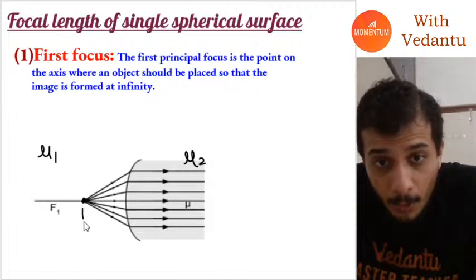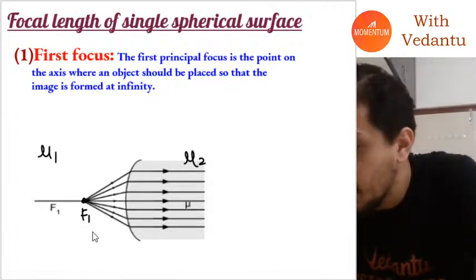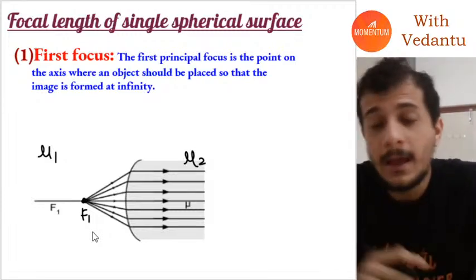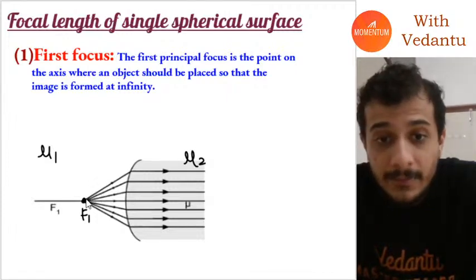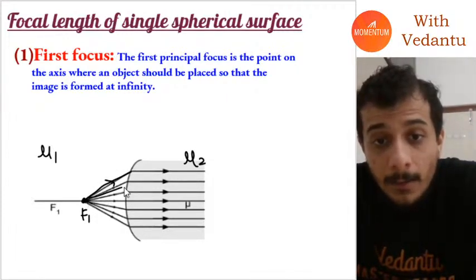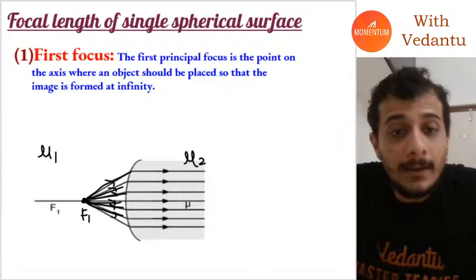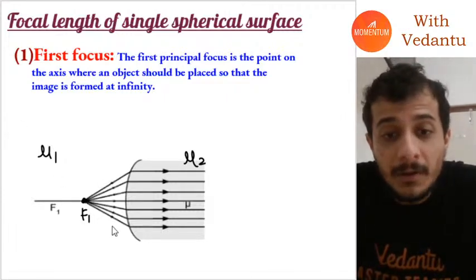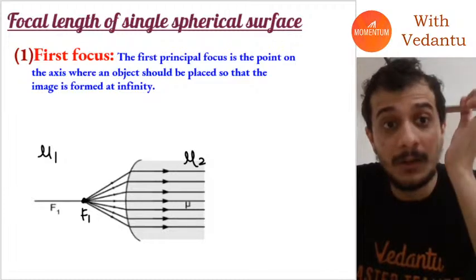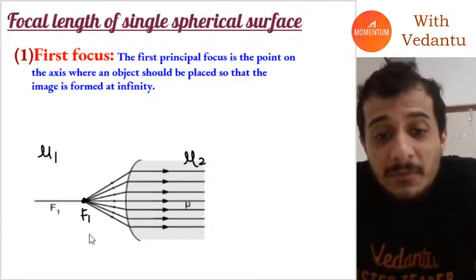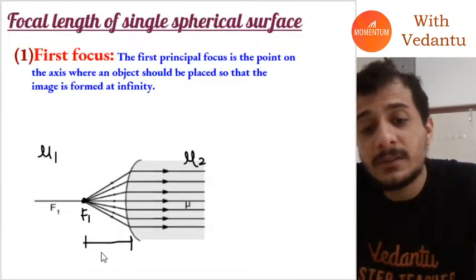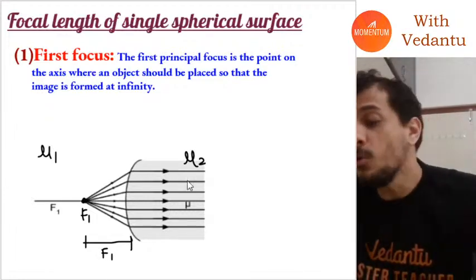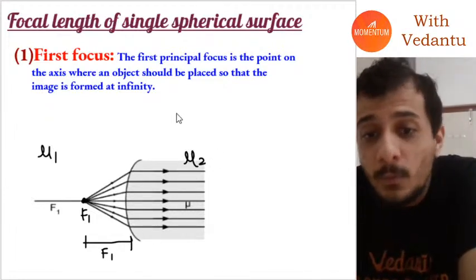If I keep an object at focus 1, then in that case, all the light rays coming out will go parallel after refraction. So in this case, if this length is equal to f1, then how do I calculate the value of f1, guys?